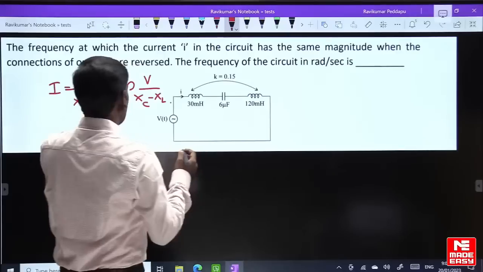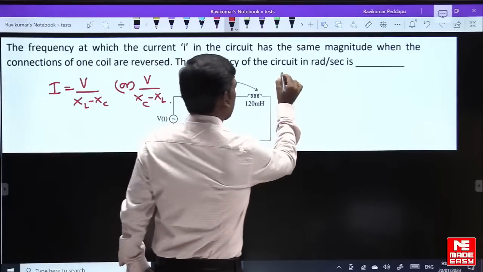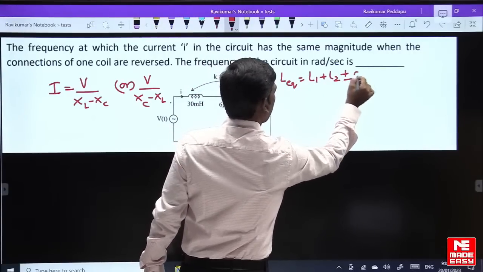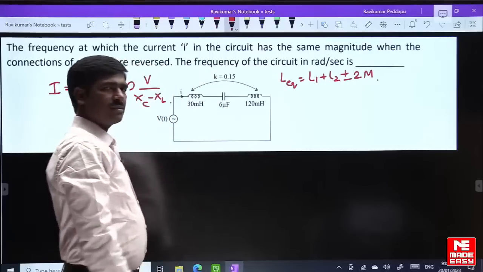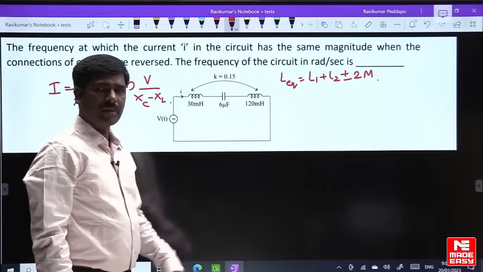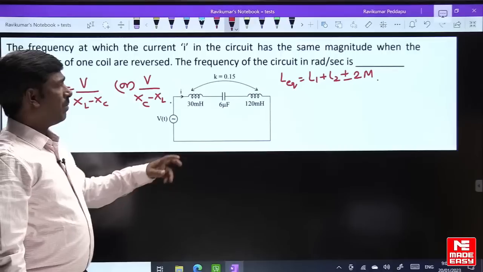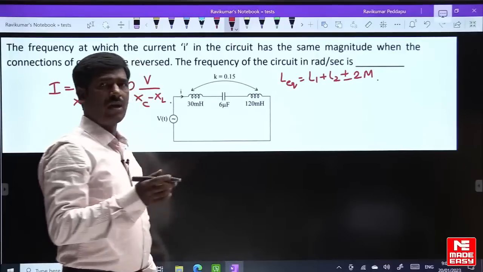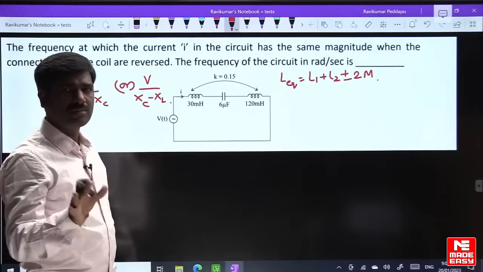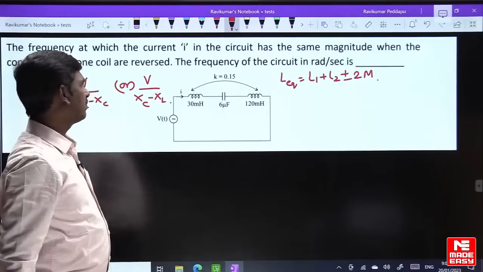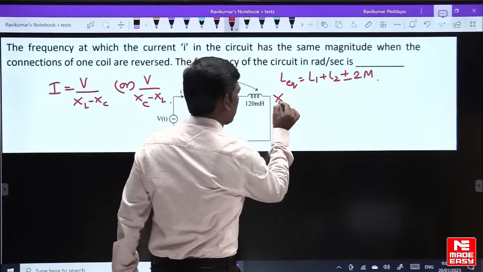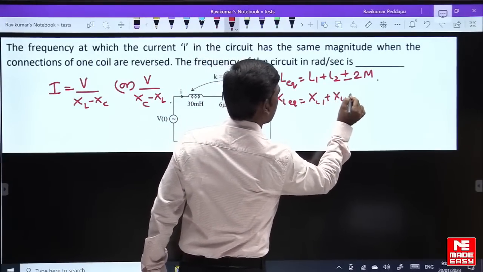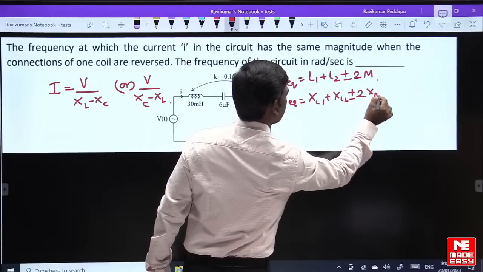So when both are equal, देख लो here, L equivalent is equal to L1 plus L2 plus R minus 2M. Minus for reverse. One is addition, one is subtraction, means after reversing, minus 2M. So minus 2M means XC value must be greater than XL value, otherwise both are not equal. So XL equivalent is equal to how much? XL1 plus XL2 plus R minus 2XM.